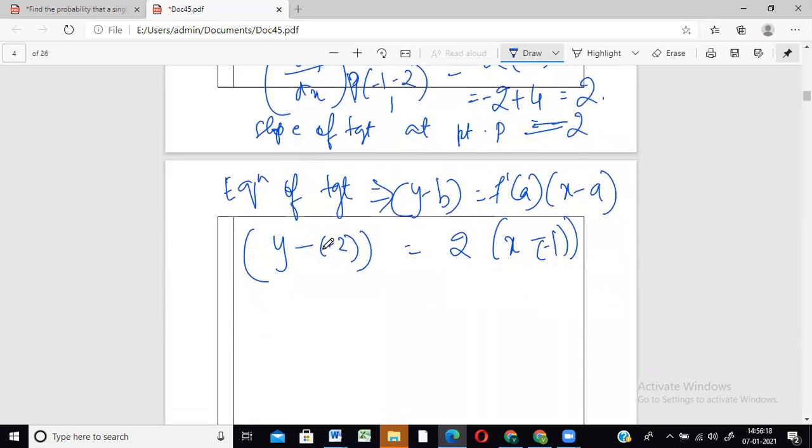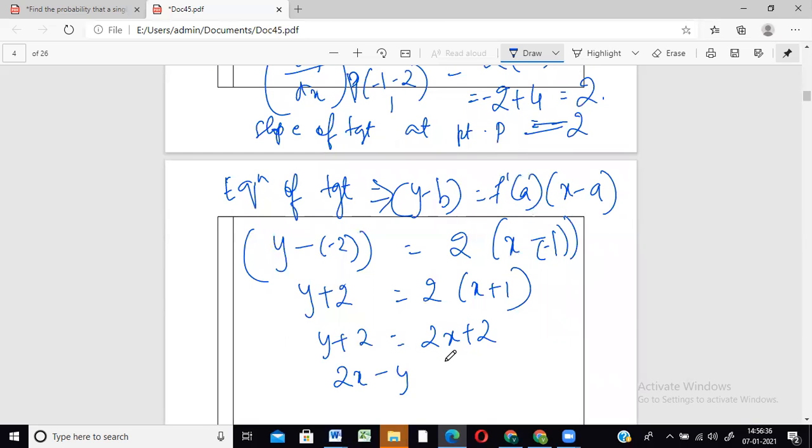Now, this is y plus 2 equal to 2 into x plus 1. So that is y plus 2 equal to 2x plus 2. Writing all these things on one side, 2x minus y is equal to 0, the 2 getting cancelled. So this is the equation of the tangent at that particular point P, whose coordinates are minus 1 and minus 2 respectively.